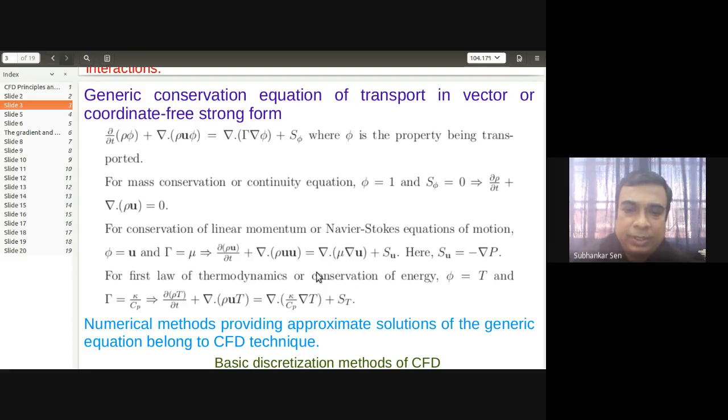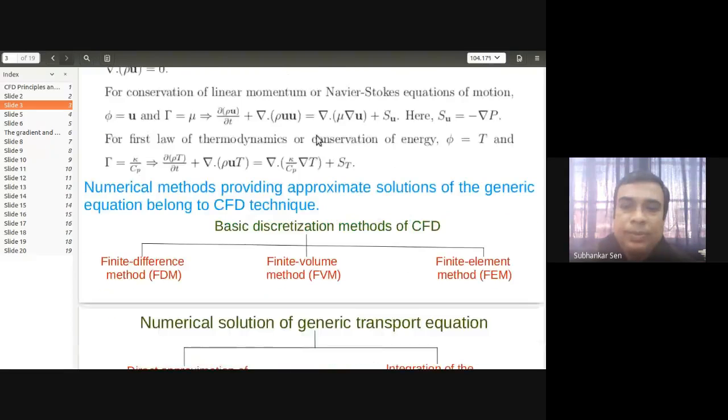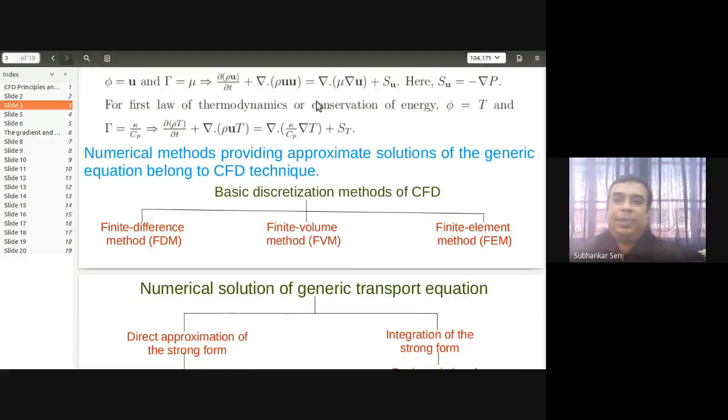So let us move first. Now, when we go for the CFD, we use a term discretization. I shall discuss it later; I have another set of slides. First, we quickly cover this part, then we shall move to the second set of slides. There we shall discuss what is the meaning of discretization. This discretization is the backbone of a CFD problem.